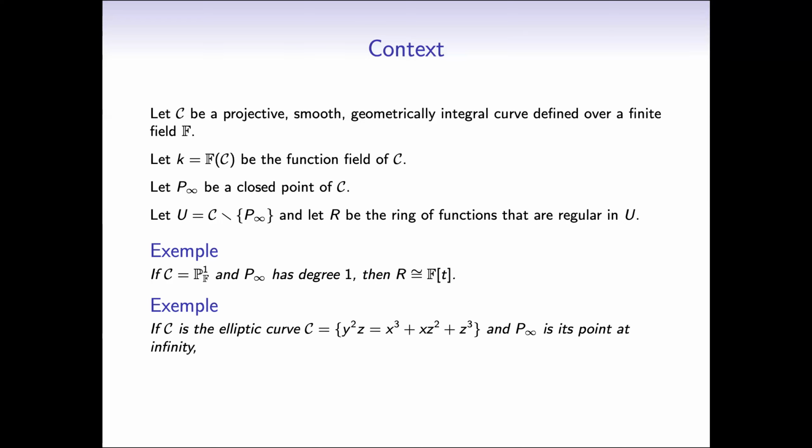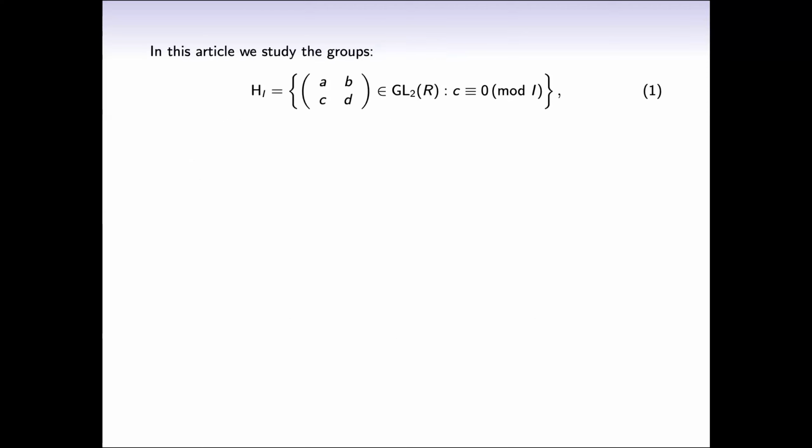We can also take a more complicated curve, as for instance this elliptic curve, and for instance P infinity at this point at infinity, in order to obtain this quotient of the polynomial ring in two variables. So here we have our main objective, which is to study these Hecke congruence subgroups where A is an ideal.